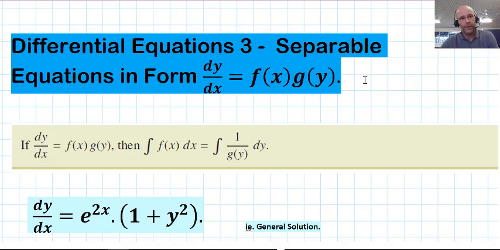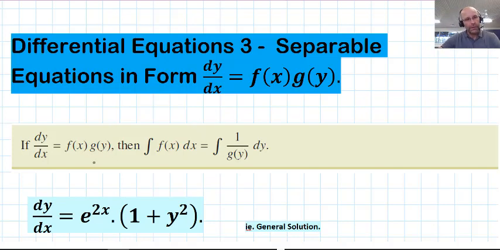Okay, third video here on differential equations, and we're looking at separable equations in the form of dy/dx equals a function of x times a different function of y. Okay, so these are separable. I'm going to show the separable aspect.